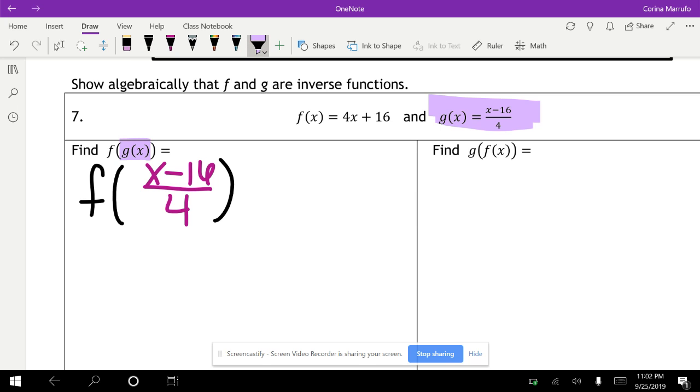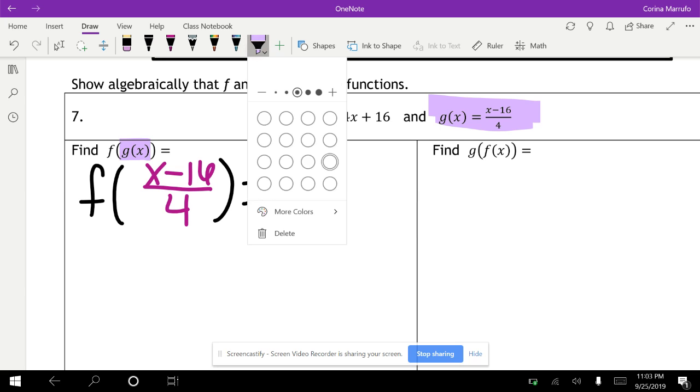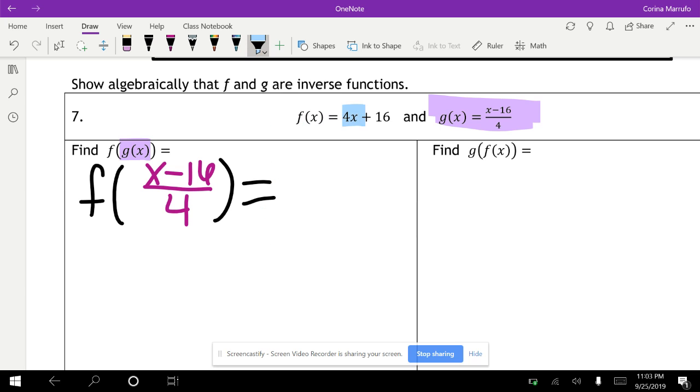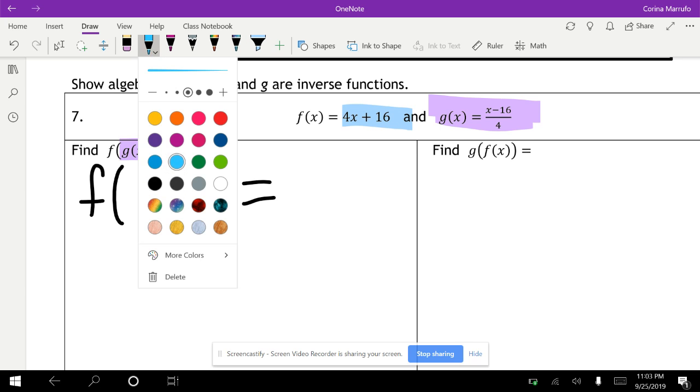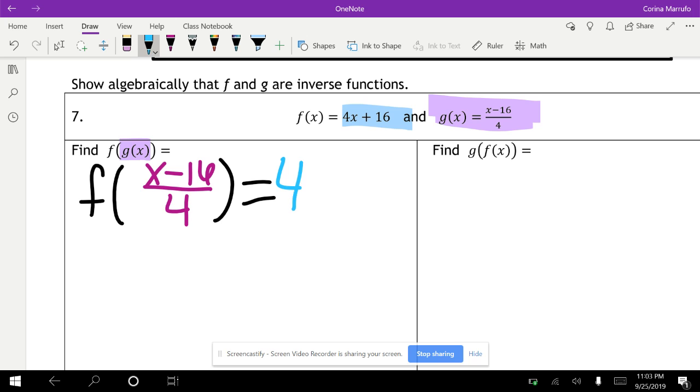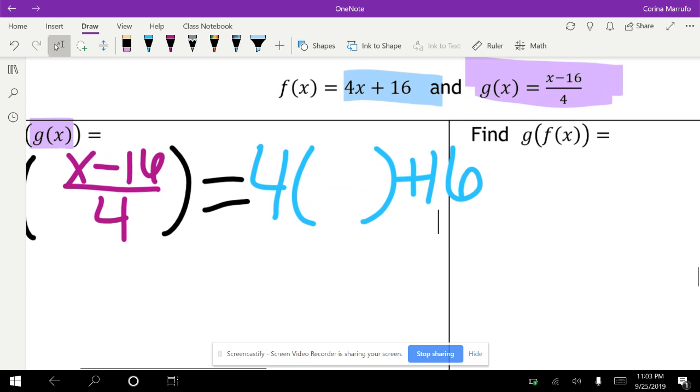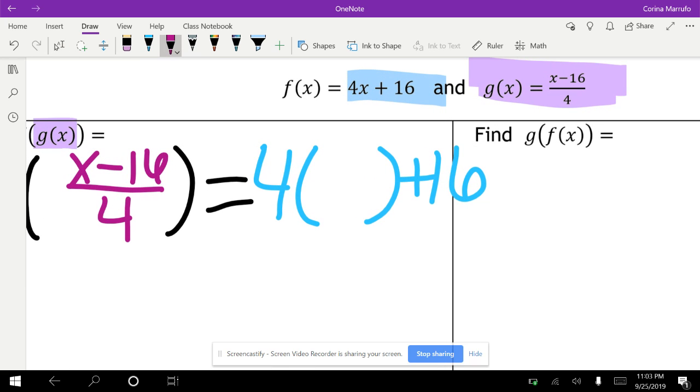And this one over. So now I am going to take my f function. So this is my f function right here. It is 4x plus 16. So I am going to write it out. 4, and instead of x, I'm going to leave this part blank, plus 16. And so inside of this blank, I am going to plug in my g function. So I'm going to put x minus 16 over 4.